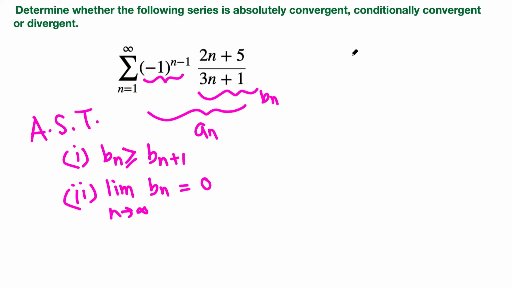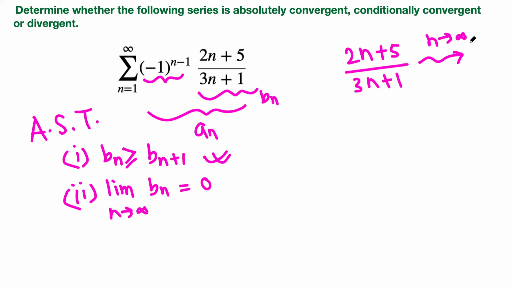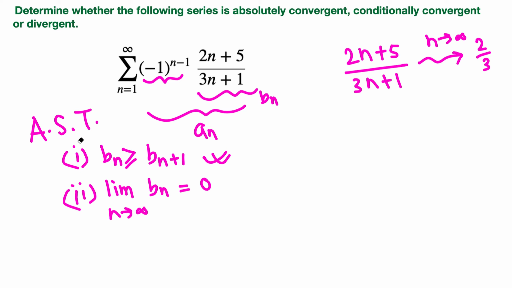Looking at this (2n+5)/(3n+1), the bottom grows faster because of the 3 times that. That first condition is satisfied. We can see that. But this one is not going to go to 0. When n goes to infinity, we have 2n and 3n. These are the leading terms, so it's going to go to 2/3. So this condition is not satisfied. So we cannot use the alternating series test to show this series converges.